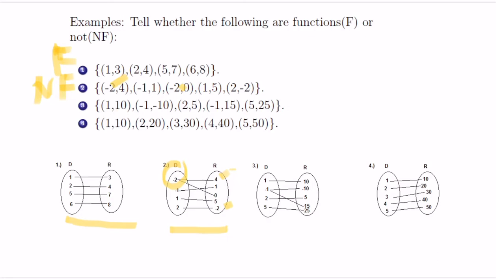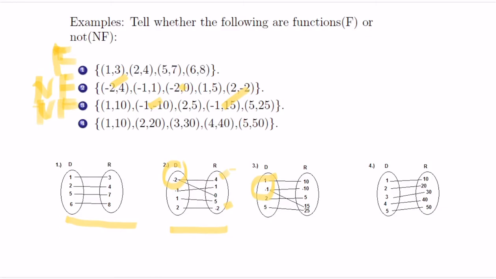Number 3, again, look at that. We have negative 1, negative 10, and negative 1, 15. So we have negative 1, the same first component, in two ordered pairs. So this is not a function.